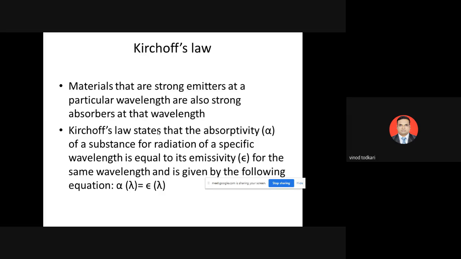So we'll see the first law, that is Kirchhoff's law. It is very simple. It is alpha is equal to epsilon. What is alpha? Absorptivity. Epsilon is emissivity. Alpha lambda is equal to epsilon lambda.